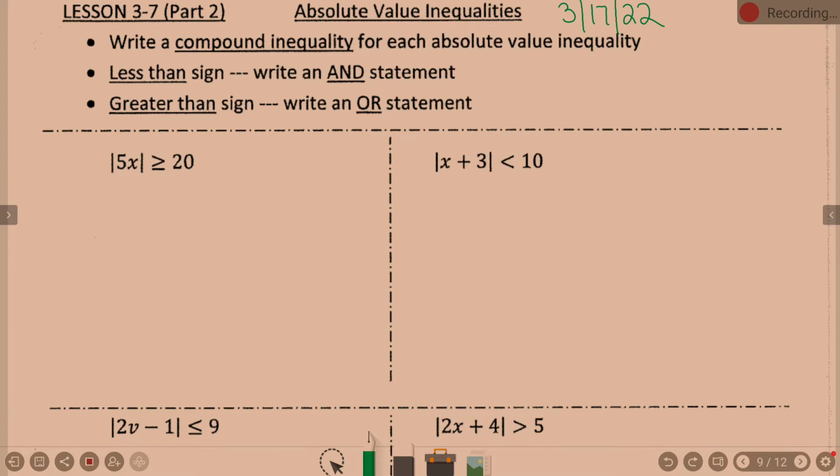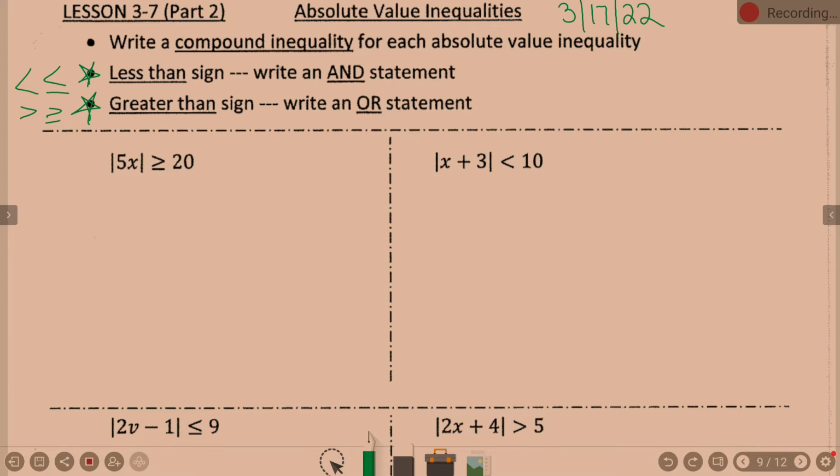Now, when we write two inequalities, key information right here. If the problem has a less than sign in it, so less than sign being that or that, right? If it has a less than sign, you're going to write an and statement. So we're going to write our two inequalities, which I'll teach you how, and we're going to use the word and in between them. If, however, it has a greater than sign, we're going to write an or statement. So that will be the key there. If you see less than, we're going to write and. If you see greater than, we're going to write or.